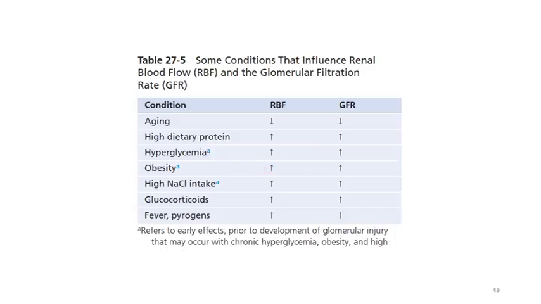It can be a good assignment for you to find the reason behind how these factors, for example, hyperglycemia, obesity, high sodium chloride intake, glucocorticoids, and fever can increase RBF and GFR. What is the mechanism behind their effect?